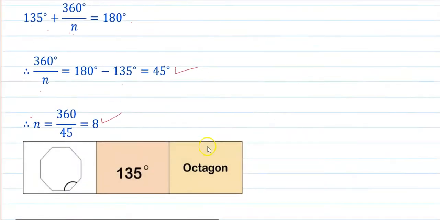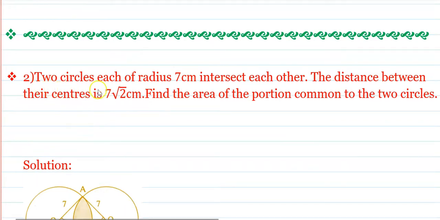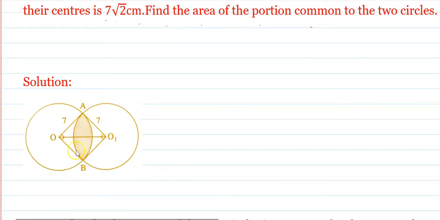Now the next. Two circles, each of radius 7 centimeter, intersect each other. The distance between their centers is 7 root 2 centimeter. Find the area of the portion common to the two circles. Okay, and this is the common area. Radius of the circle is 7, and the distance between their centers is 7 root 2.